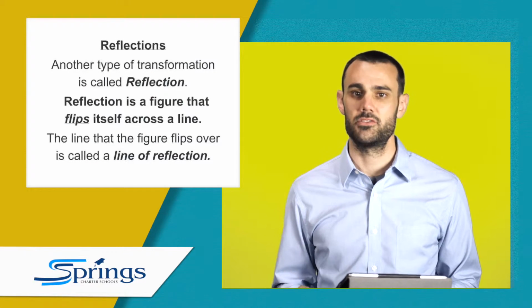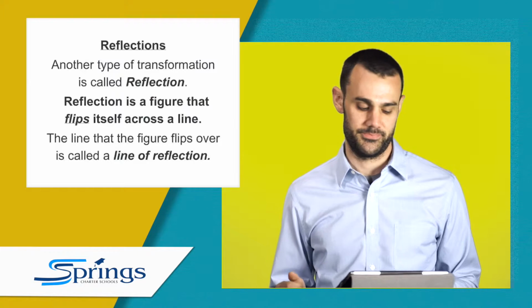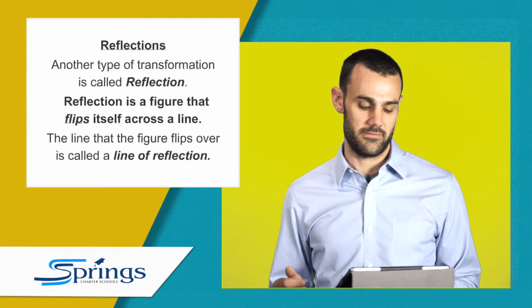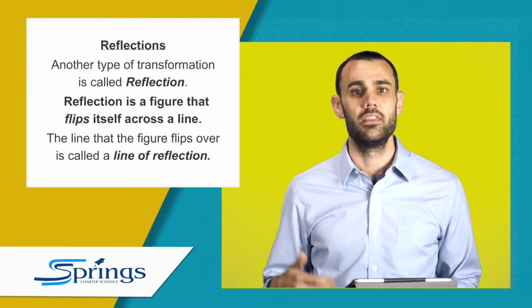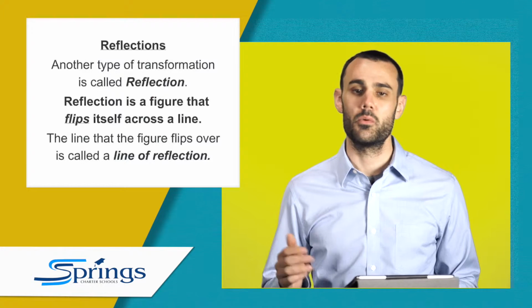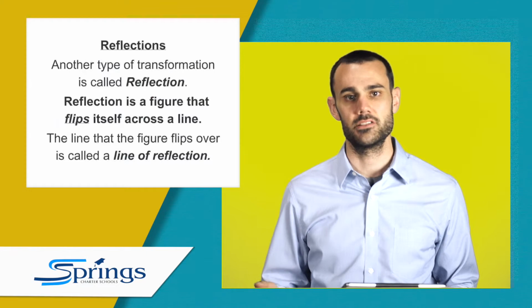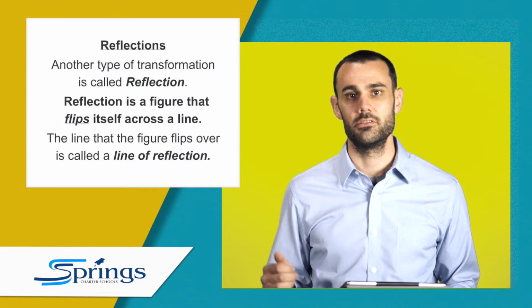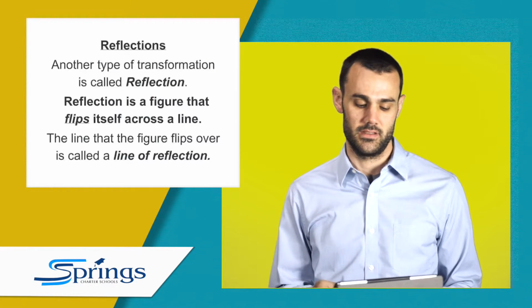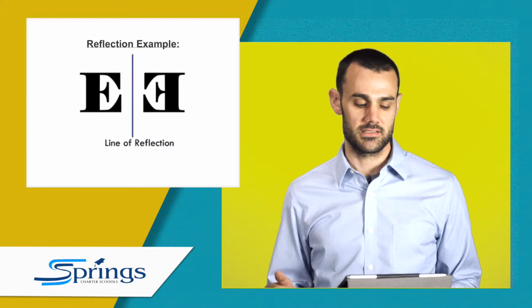Reflections. Another type of transformation is called a reflection. A reflection is a figure that flips itself across a line. That line can be the x-axis or the y-axis. The line that the figure flips over is actually called the line of reflection. Great vocabulary word for you to remember, line of reflection. Here's a great example of what this looks like.